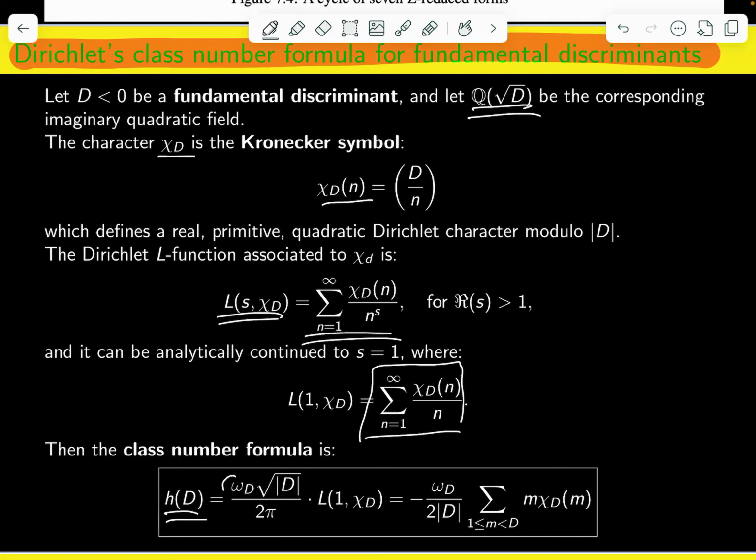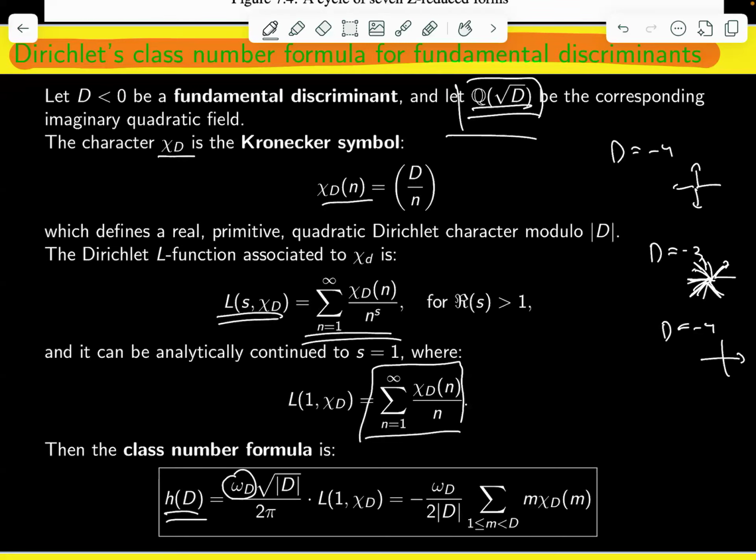So you have this 2, 4, 6 here. And this omega d is actually just the number of units in this field. So when d is minus 4, then you have 4 units: 1, i, minus 1, and minus i. When d is minus 3, then you have 6 units. And if d is less than minus 4, then you have just 2 units, 1 and minus 1. And so here you have square root of d, 2 pi, and then you have this L1 of chi d.